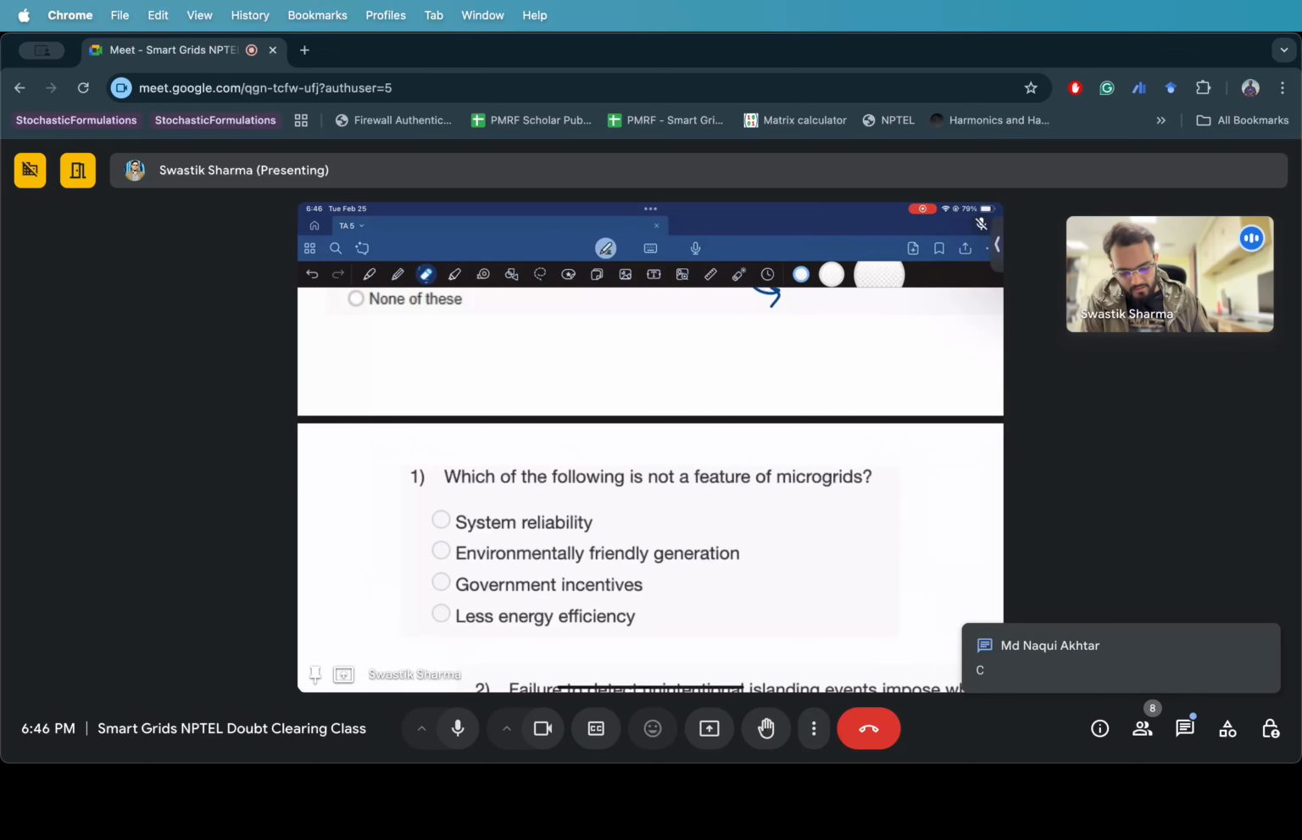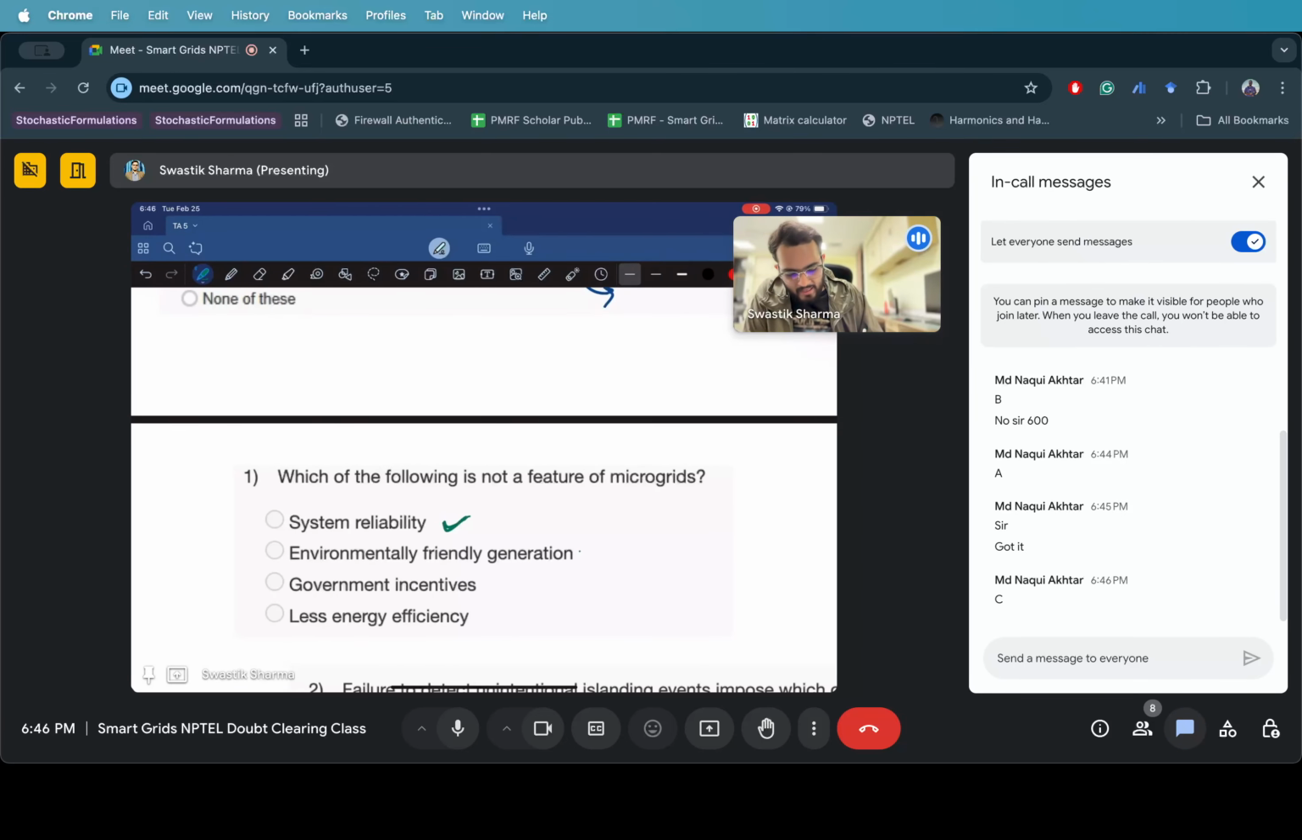Government incentives. Okay, so microgrids increase system reliability. This we all know, right? Second, they are environment friendly in nature. Now let's talk about incentives. Government is giving incentives right now for installing solar PVs at offices. At every place you'll see that government is giving incentives or subsidies for you to install solar rooftop panels, right?